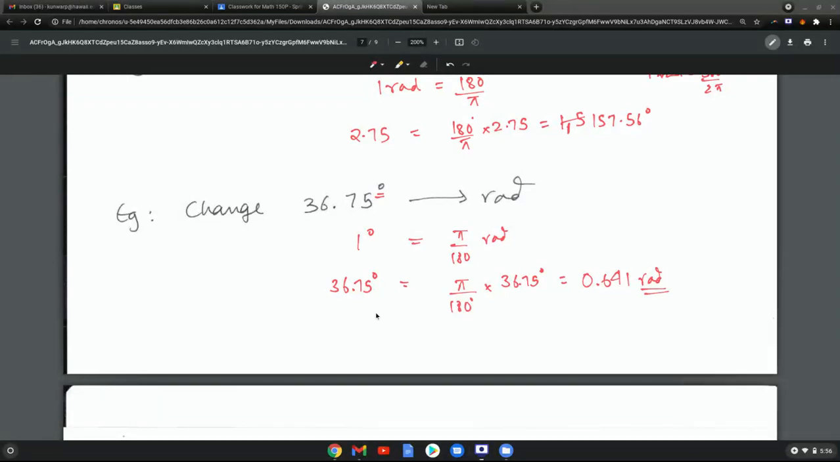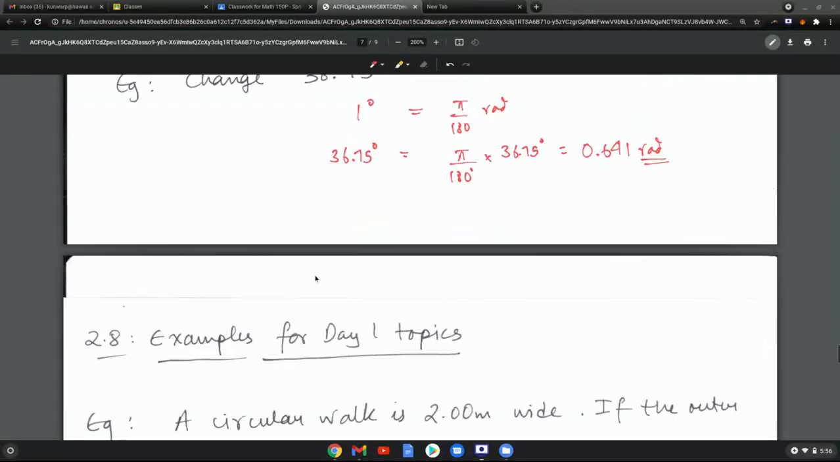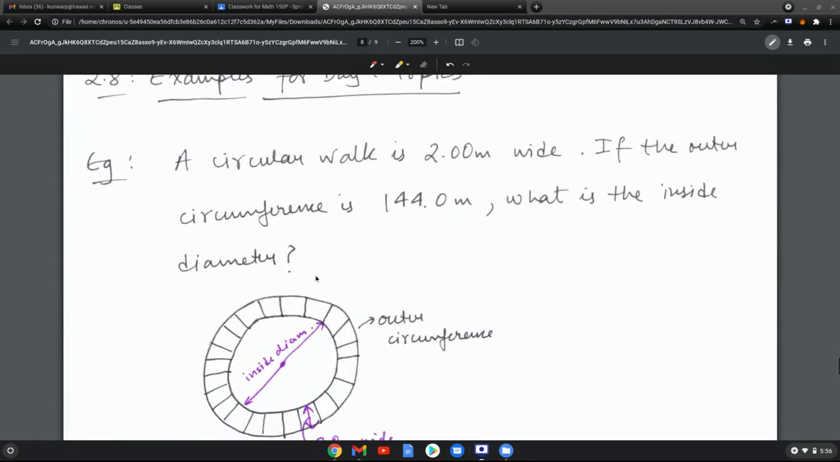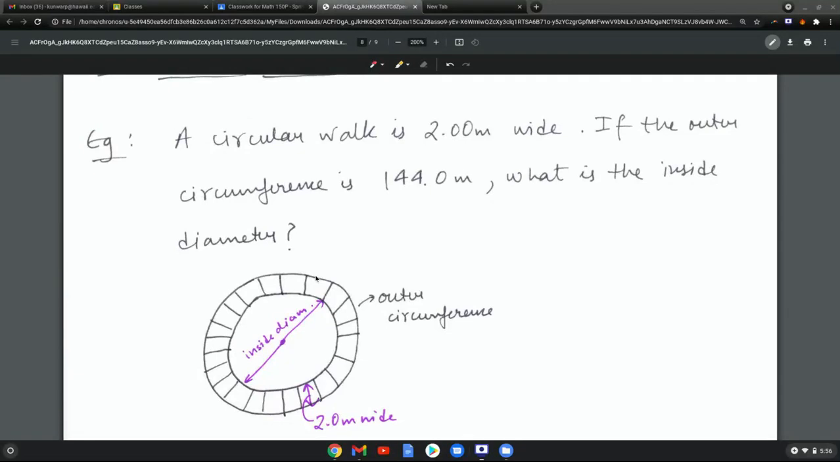Okay, in this video, I'm going to look at some examples based on what we've learned so far. So this problem says a circular walk is 2 meters wide. The outer circumference is 144 meters. What is the inside diameter?